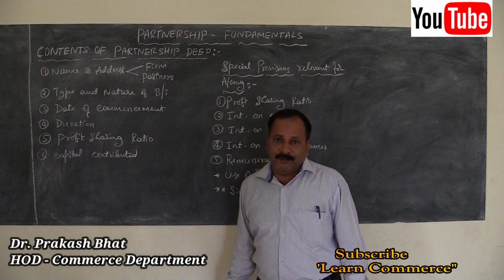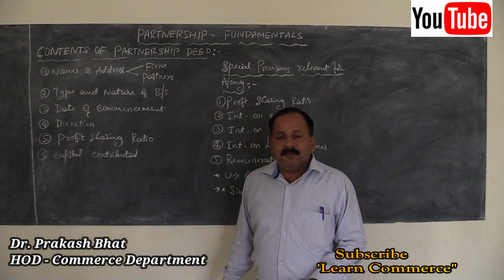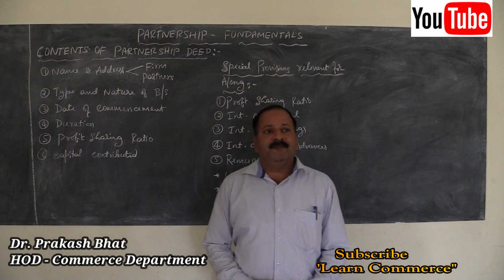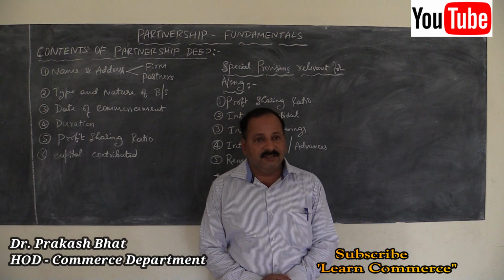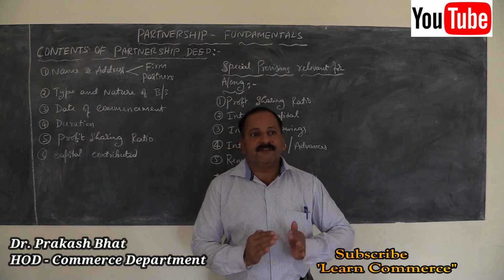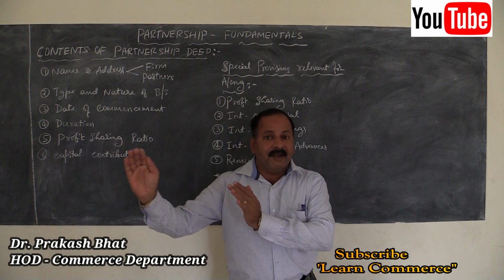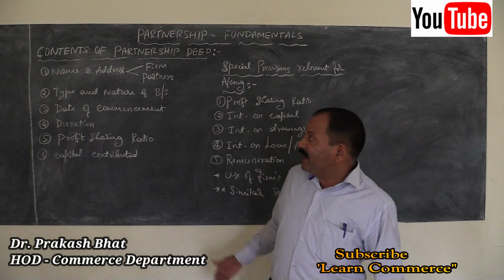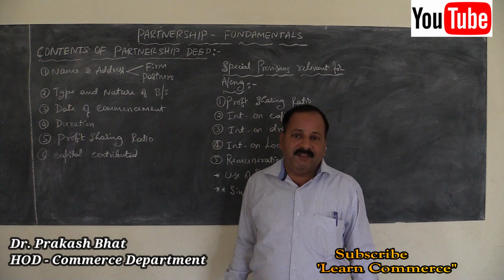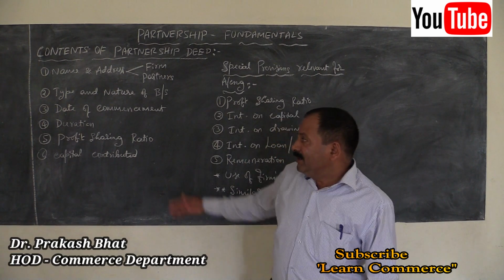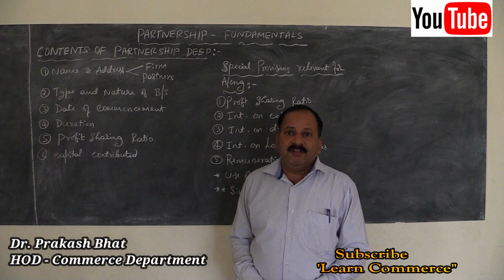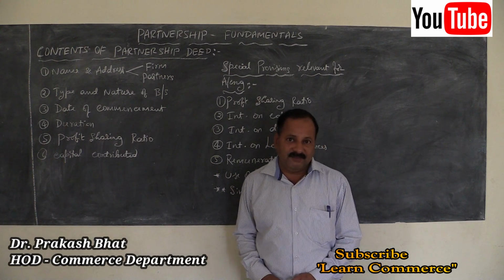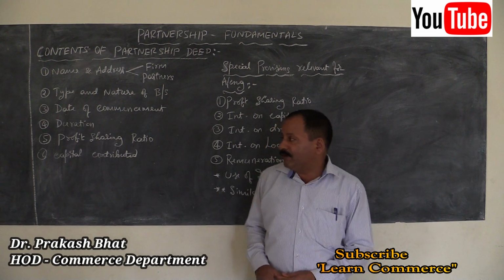Then duration of the firm. In some cases, like construction of a bridge or construction of a house, if partnership is formed, then it may be for a particular period of time, maybe 1 year, 2 years, 5 years, like that. So that duration must be mentioned in the partnership deed. Profit sharing ratio, in which ratio they are going to share the profits or bear the losses. So that is one of the contents.